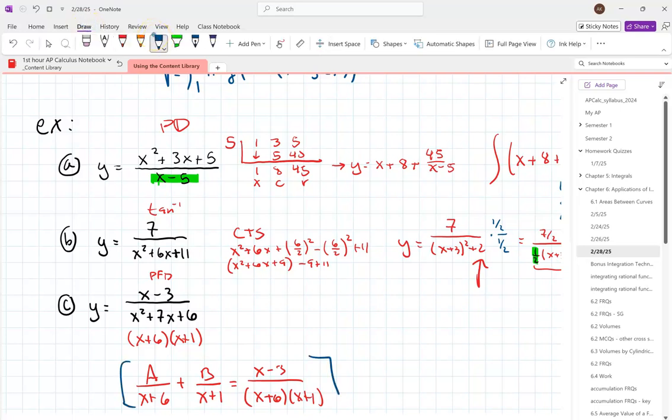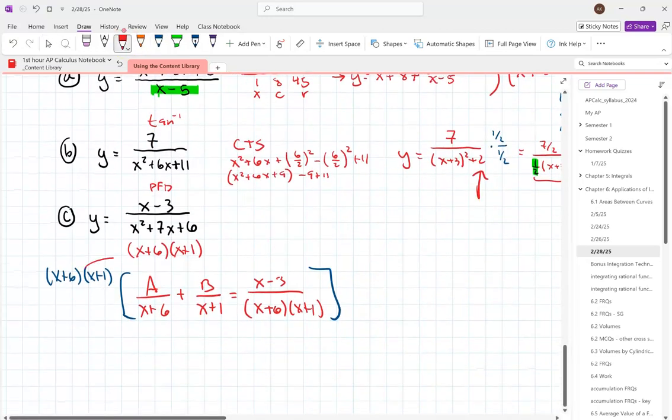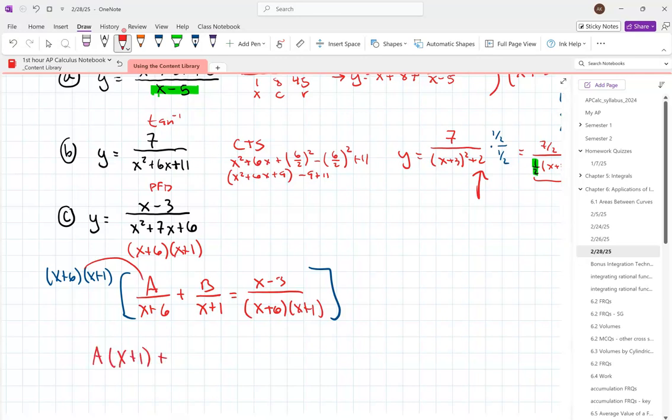First thing I'm going to do is multiply both sides by x plus 6 times x plus 1 to clear the fractions. When I do that, the x plus 6's cancel, and I'll just have A times x plus 1. When I multiply here, the x plus 1's cancel, and I have B times x plus 6. And over here, both of them cancel, and I just have the x minus 3. So far, so good. I'm going to distribute through my A and my B.